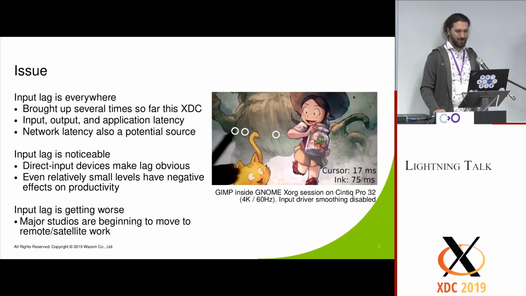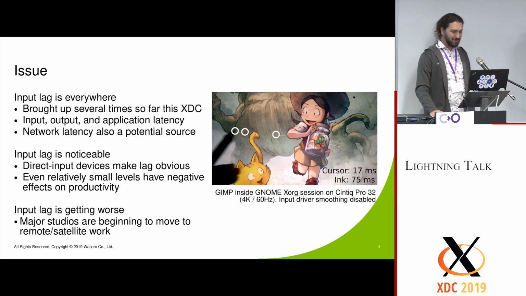So the issue that I'm trying to address is input lag. As you can see on this image here, I'm just drawing a line in GIMP on a somewhat realistic scene, and we can see that the first pointer on the left is where my pen is. The next circle shows where X is rendering the cursor, and then way over to the right, 75 milliseconds behind me, is where GIMP has actually last painted. A 75 millisecond delay is noticeable.